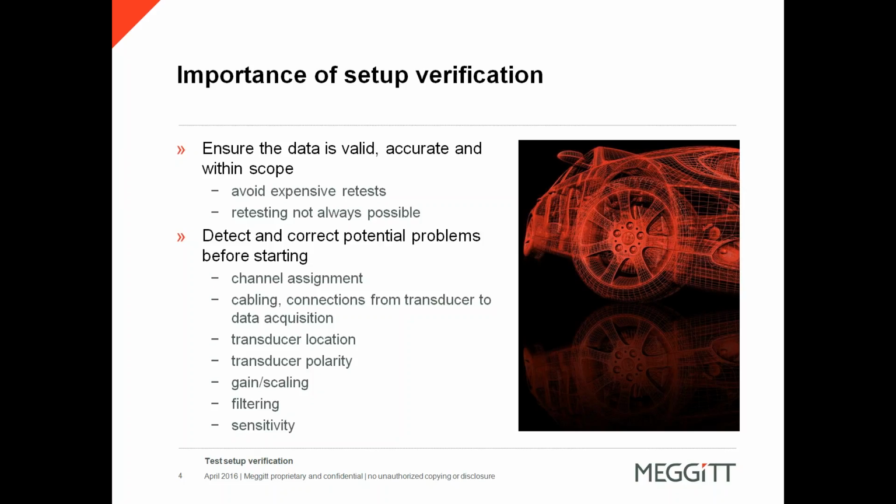A typical list of verifications may include detecting a miswired channel connection or incorrect channel assignment, verifying that the cable run to the data acquisition system is continuous, the location of the transducer and its polarity, and also the gain and scaling, filtering, sensitivity, and other aspects of attached signal conditioning. Verification of the entire measurement chain is necessary before running expensive tests, making it possible to correct any mistakes and create confidence in the transducer's performance.